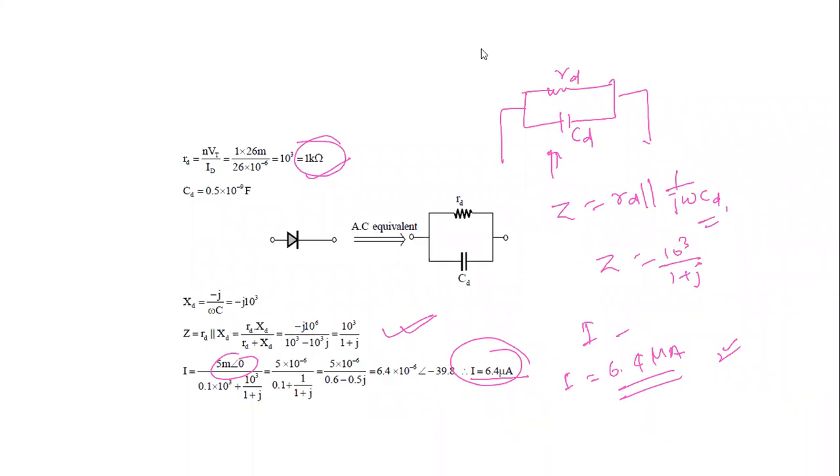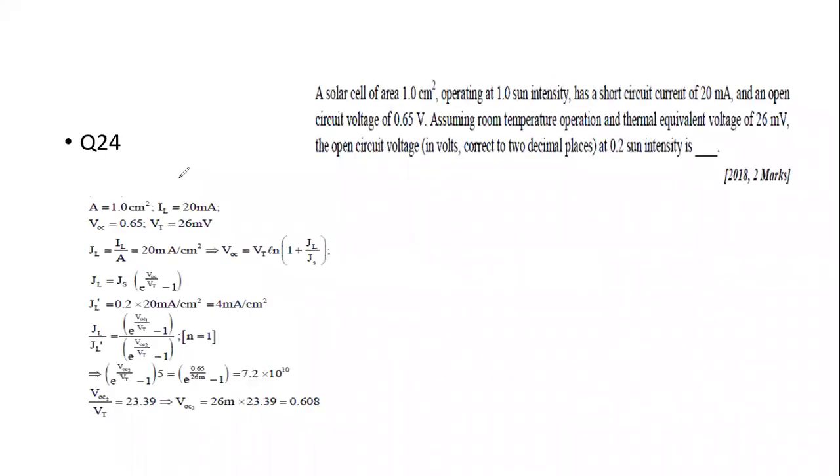Now question number 24. A solar cell. Again, this is a question on the solar cell. This is the equation of the solar cell, I will derive this one. So you can say here IL equal to ISC e raised to power VOC upon VT minus 1. This is the actual equation.